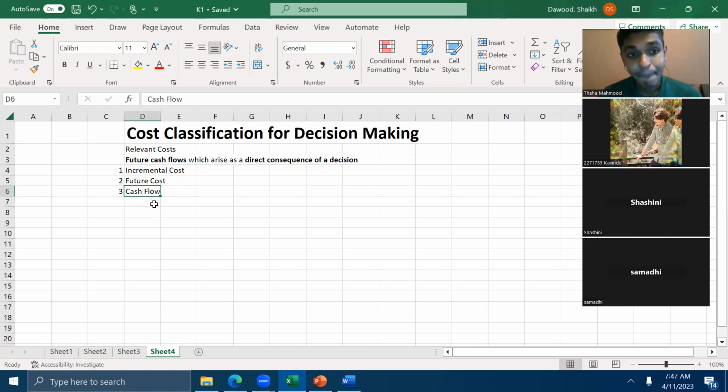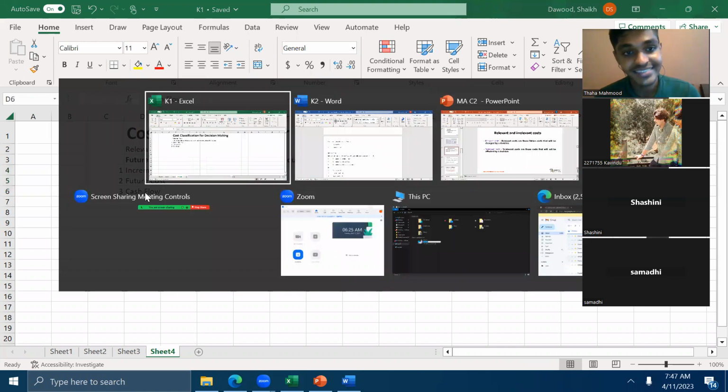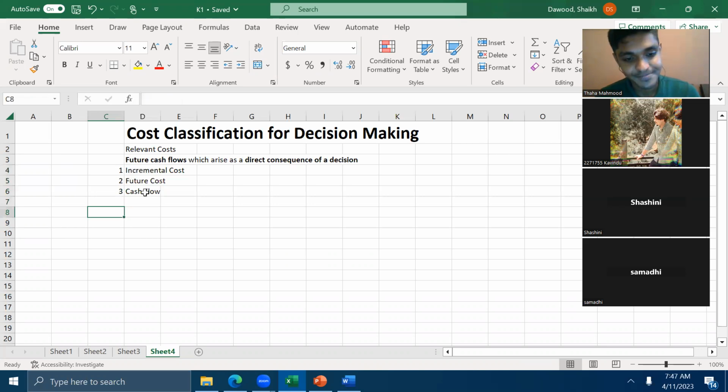Now, all three characteristics must be there for a cost item to be relevant when it comes to decision making. A certain cost item should have all these three characteristics in order for it to be a relevant cost for decision making. Let's look at the examples for relevant cost first.